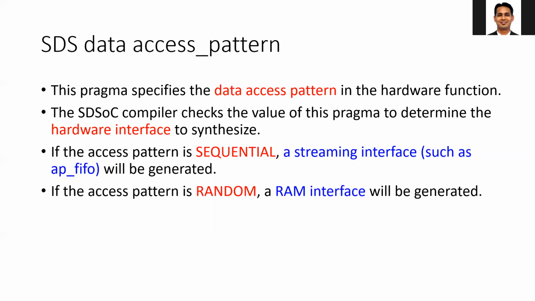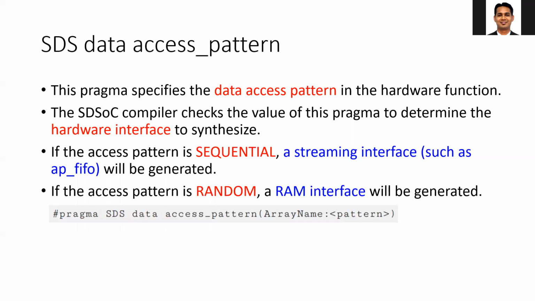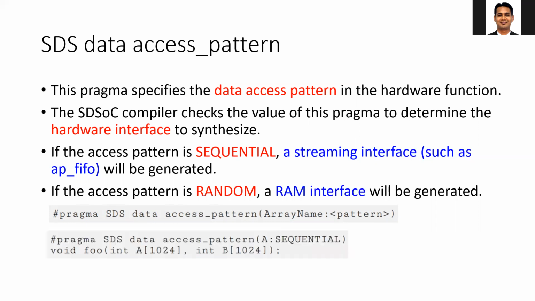But if the access pattern is random, you need to have the RAM interface, that is the memory interface, because along with your read request, you need to send the address from which you want to perform the read operation. So the syntax is pragma SDS data access pattern. You give the array name, which array you are talking about, and the corresponding pattern, whether it's a sequential pattern or a random pattern. By default, it's a random pattern.